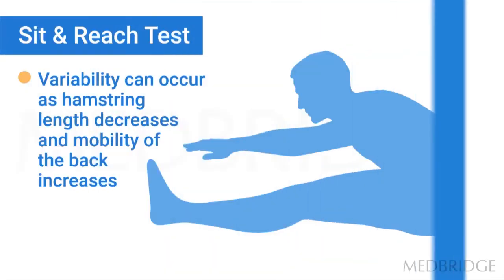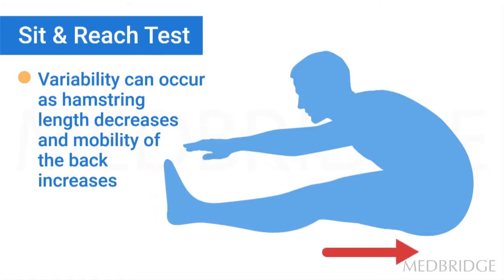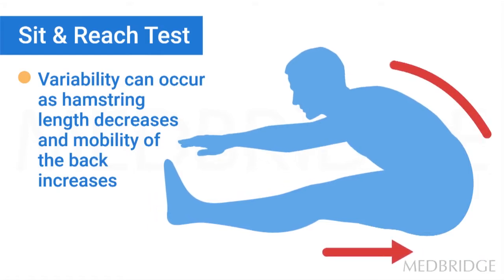Our next section is going to review measurements of mobility and range of motion in our pediatric patients. A common test used in pediatrics, as we mentioned before, is the sit and reach test. However, variability in the sit and reach test can occur as hamstring length decreases, but mobility of the back increases.